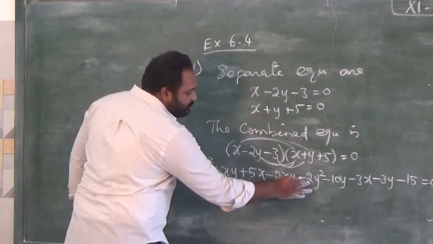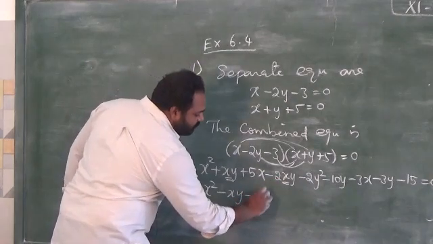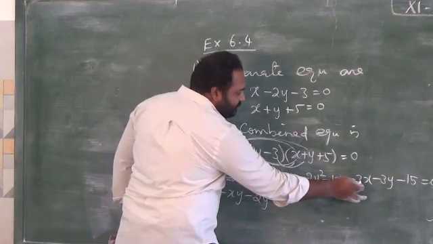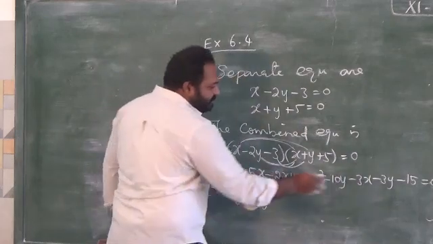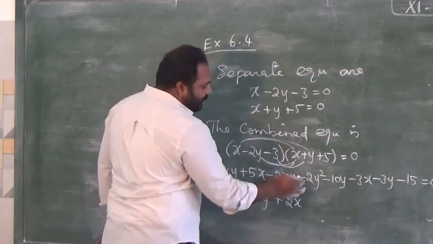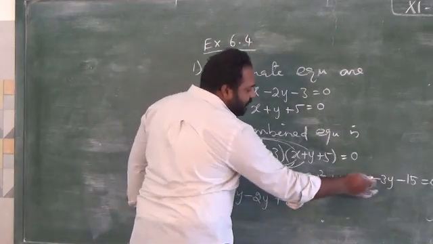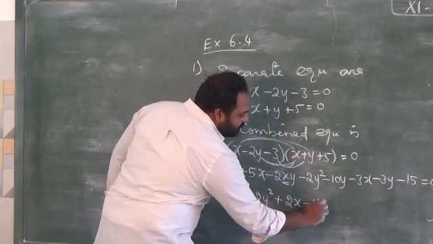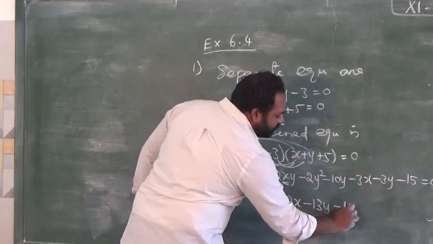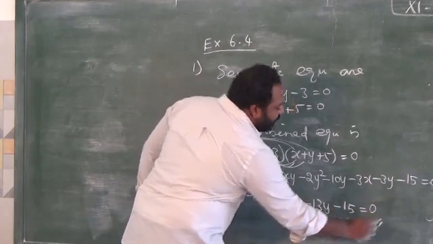Next y square term, we have 1, 2 y square. Then x term: here plus 5x, here minus 3x. So plus 2x. Next y term, minus 10, minus 3, it is minus 13y. Next constant term, we have only one, it is minus 15. So this is the combined equation.